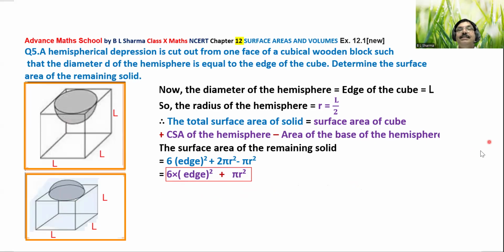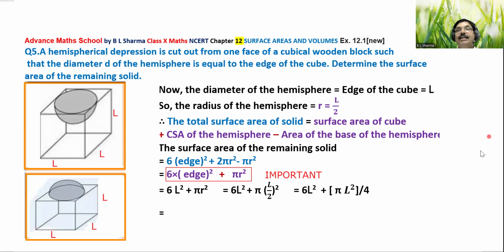Here edge is L and r is L/2. Put the value and get answer. 6L² plus πr². 6L², π as it is. In place of r, put L upon 2 whole square. So that is 6L² plus π into L² by 4. LCM लीजिए, आंसर निकालिए. That's all. आपको फिर मैं कहता हूं, ये फॉर्मूला इसके लिए और दोनों के लिए डायरेक्ट फॉर्मूला यूज करिए आप.